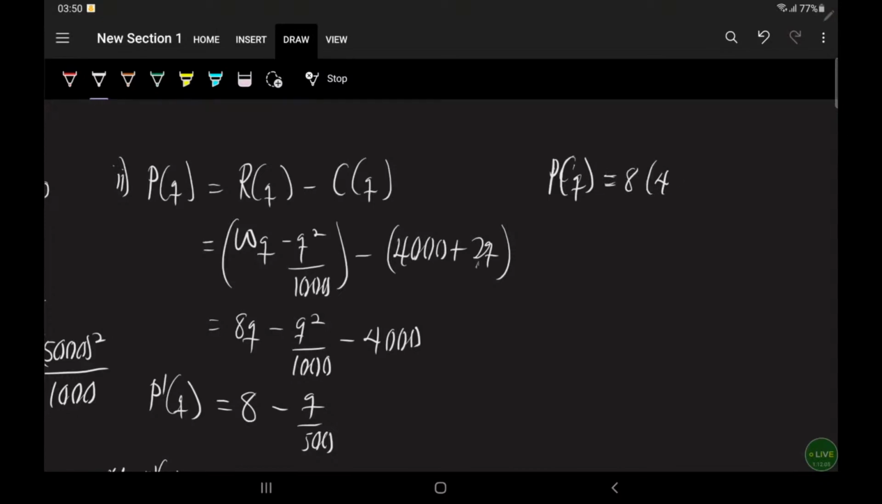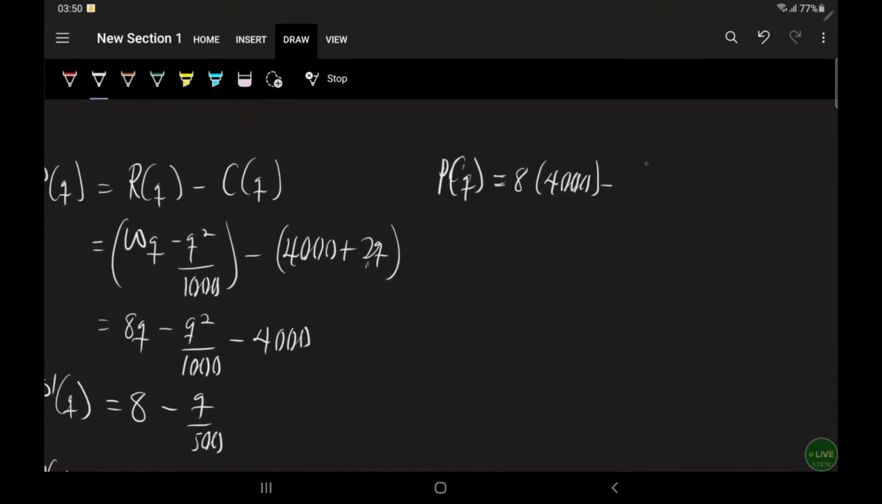8 multiplied by 4,000, is that okay? Minus 4,000 squared, and then divided by 1,000, minus 4,000. So here it's just a matter of calculator work, and then you are good to go. I believe you are getting what I'm saying. I believe you are understanding it.